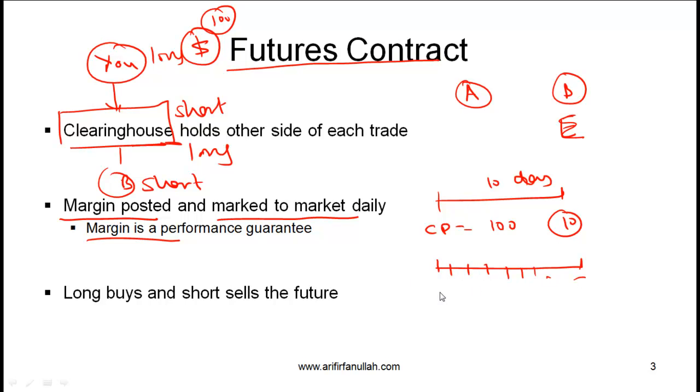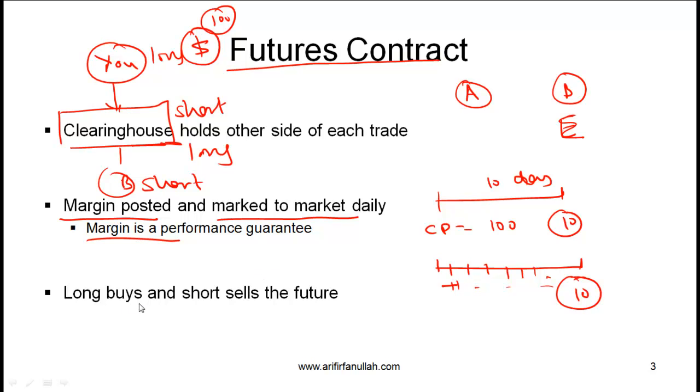So at the end of day 1, you will have made $1. At the end of 2 days you will have made $2, and so on. So by adding to your account on a daily basis, we are effectively marking to market. After 10 days, again, your overall benefit is 10.